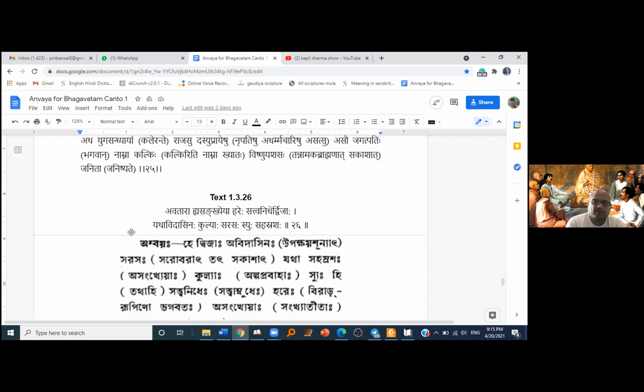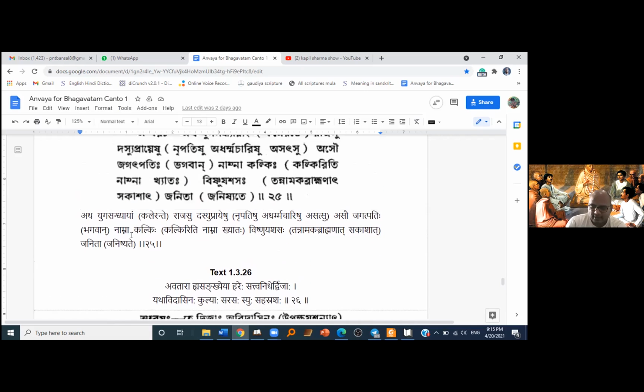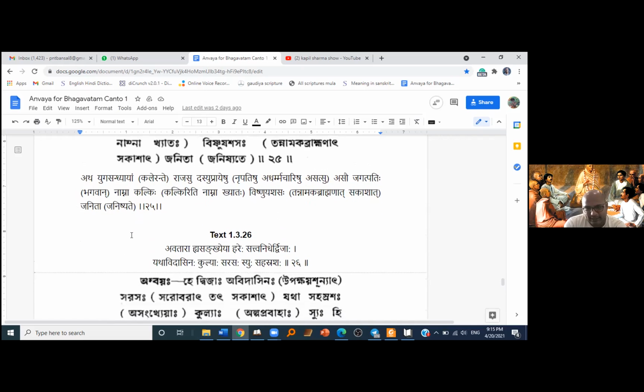So one question about these names and all. Is it the exact name, or is it like, for example, Suniti, Suruchi, and all, right? So it defines the character of them.